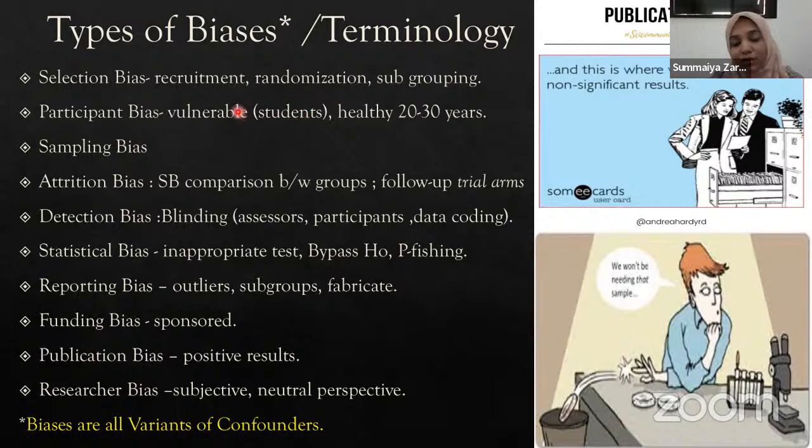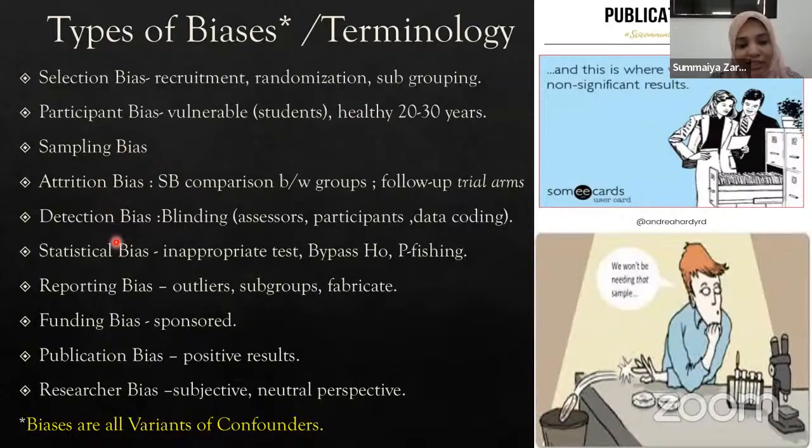Participants, I told you, vulnerable students and healthy participants. Sometimes there is one more type of participant bias where the participant feels that, I should go in the other group. Why am I not in the other group? And the participant will convince the researcher, and the researcher gets convinced, and the group is changed. So this is a participant bias. You should not do this. You should not allow this. Sampling bias, as discussed earlier.